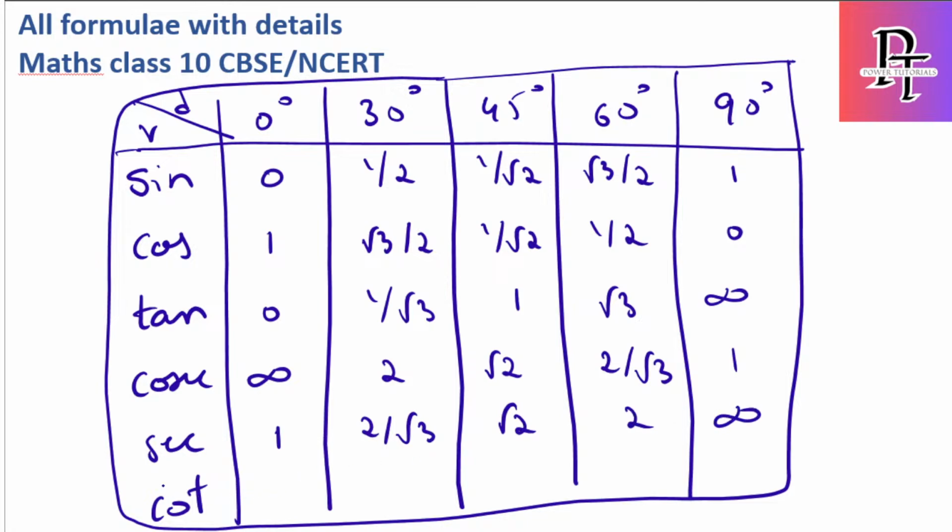For cot it is 1 by tan. So simply write it in reverse order, or the same way, both we can get done. So it is root 3, 1, 1 by root 3, and 0. Okay, so this is an easy one. Just remember at least the sine values, then by yourself you can write all the other values.